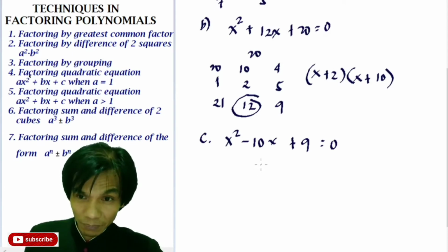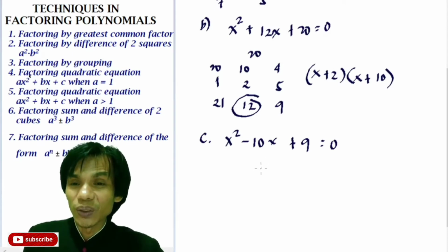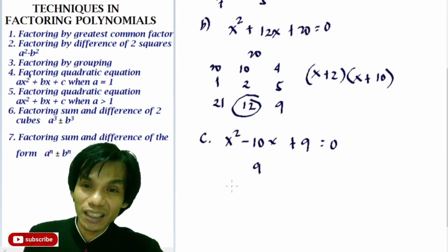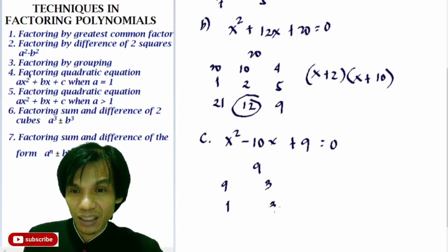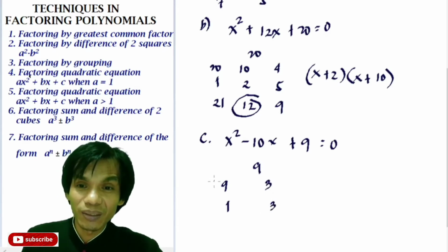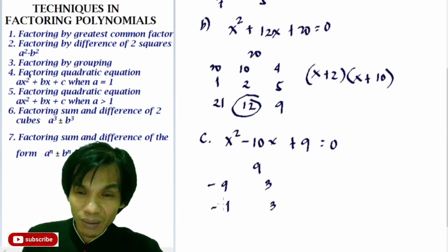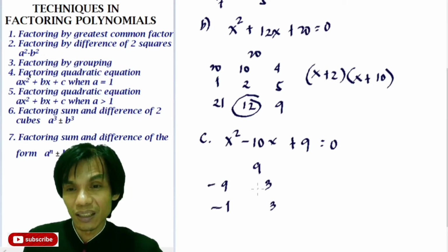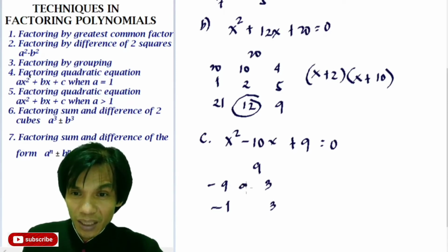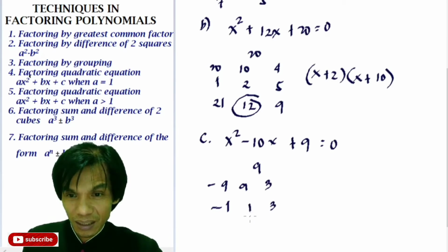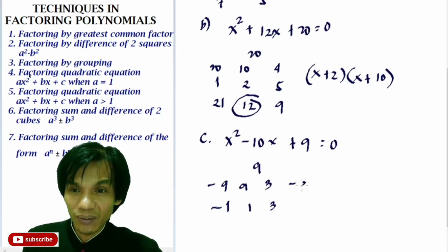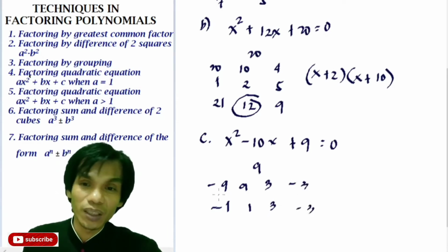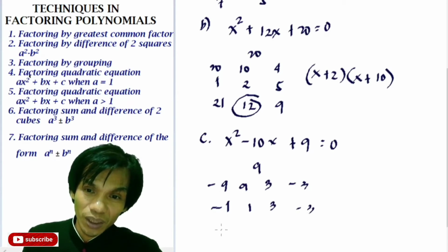We have here, ano yung factor ng 9? 9 is 9 and 1. Ano pa? 3 at saka 3. Kailangan natin negative. So, ibig sabihin, negative times negative is positive 9. Pwede rin siya actually positive 9 times positive 1. Pwede rin siya actually negative 3 multiplied by negative 3, positive pa rin yun. So in this case, pag pinag-add mo yan is negative 10.